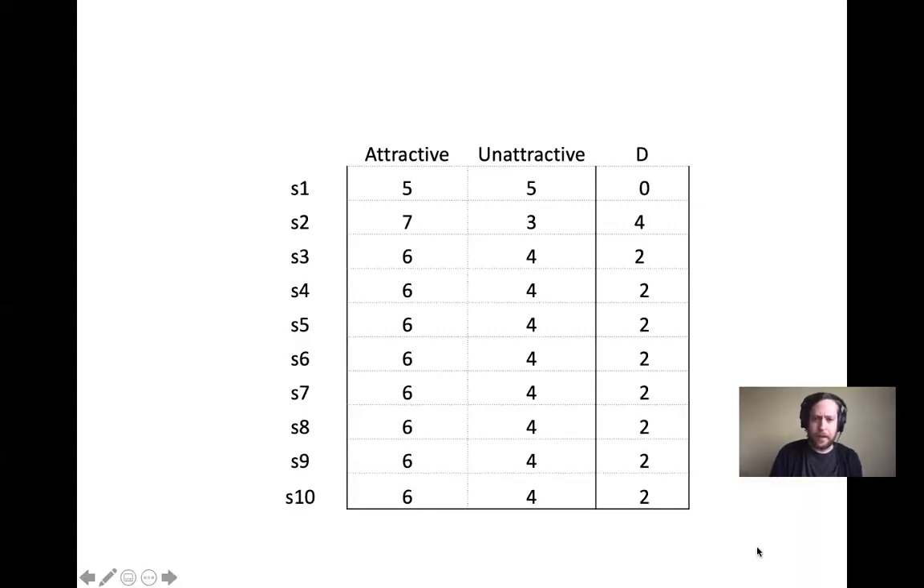So does anyone have any questions as to how I got these different scores? I know I did a lot of them real quick. Of course, a lot of them were that same thing, 6 minus 4 over and over again. I think I did these right. Any questions or comments about how I got these Ds? These are the difference scores. All right, let's move on.